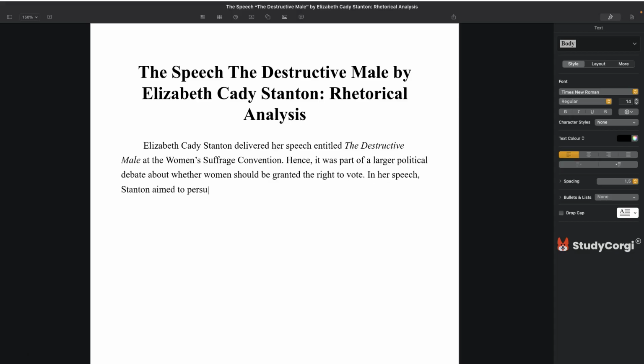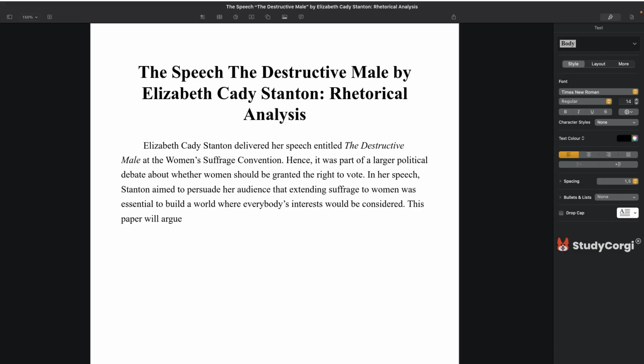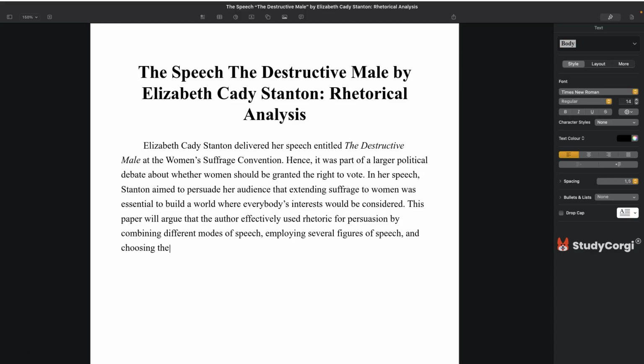In her speech, Stanton aimed to persuade her audience that extending suffrage to women was essential to build a world where everybody's interests would be considered. This paper will argue that the author effectively used rhetoric for persuasion by combining different modes of speech, employing several figures of speech, and choosing the right words to fit the audience.